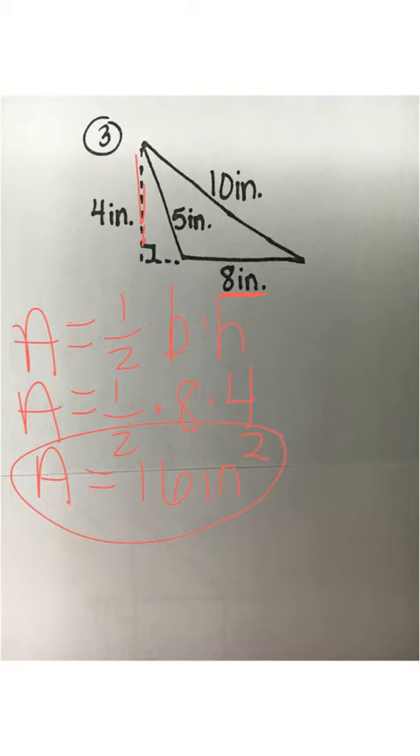For perimeter, you need the 3 sides added up, and here it's important that since we drew in this 4 inches, that you do not include that as a side. The real side is here, it's the 5 inches, so you're going to add the 5, the 8, and the 10. And you will get that the perimeter is 23 inches.